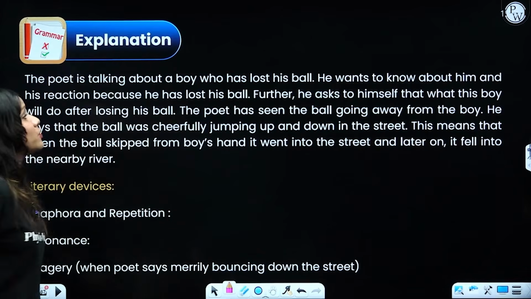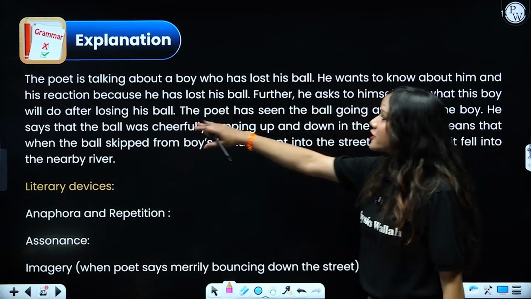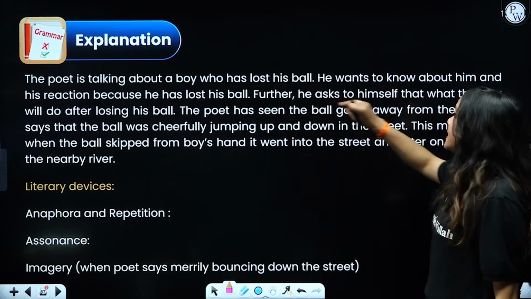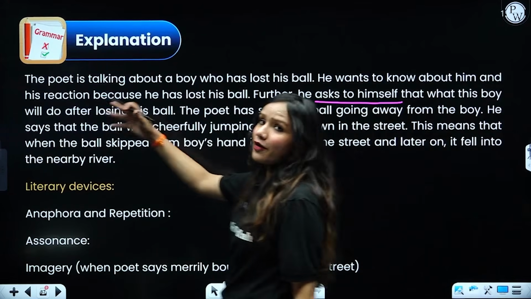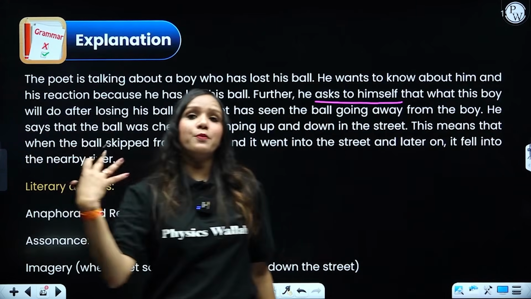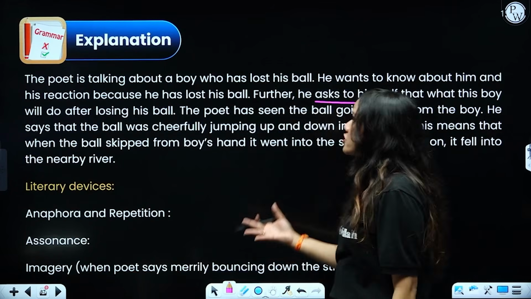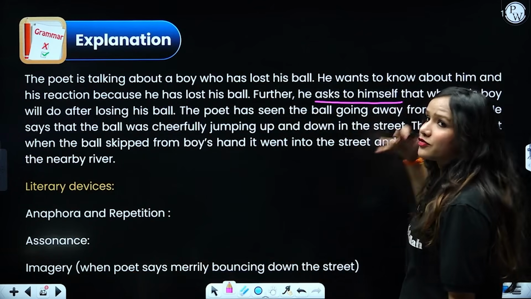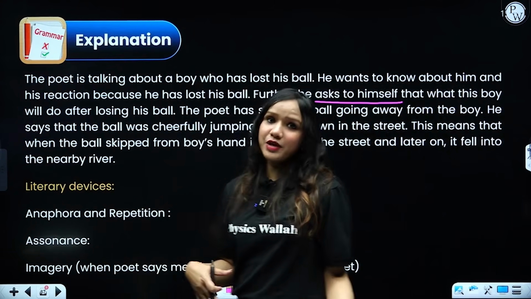The poet is talking about how a boy has lost his ball, and he wants to know about his reaction. Further, he asks himself what this boy will do after losing the ball, right? What the boy is going to do once he has lost his loved possession. The poet has seen the ball going away from the harbor to the water body, from where it could not be retrieved back, right?